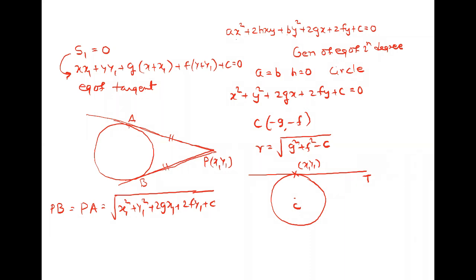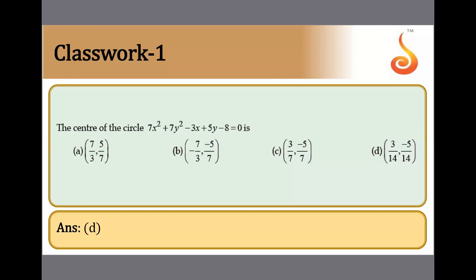Okay, got it? So, center of a circle. Before that, we have to make it in standard form. What is the standard form? x square plus y square minus 3 by 7 x plus 5 by 7 y minus 8 by 7 equal to 0.